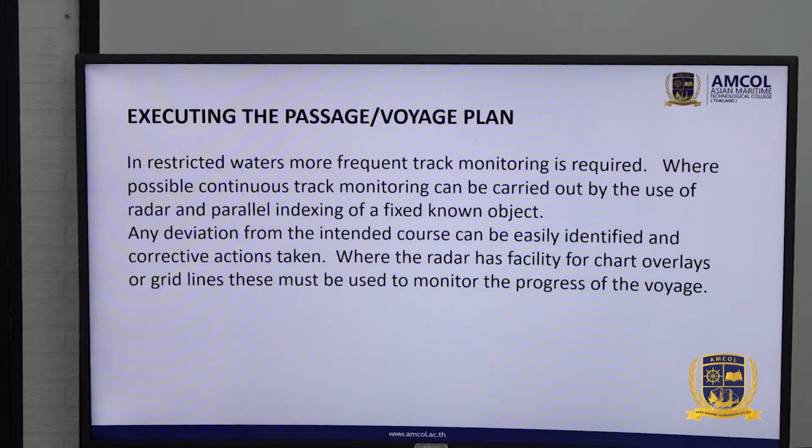In restricted waters more frequent track monitoring is required. Where possible, continuous track monitoring can be carried out with the use of radar or parallel indexing. Any deviation from the intended course can be easily identified and corrective actions taken. Where radar has the facility of chart overlay or grid line, these must be used to monitor the progress of the voyage. So this is the tool available which you can use for execution, especially the radar, ARPA, ECDIS.